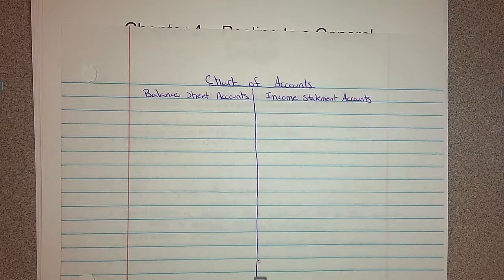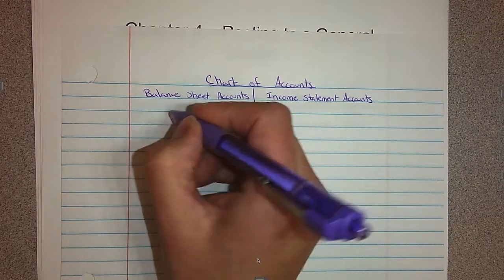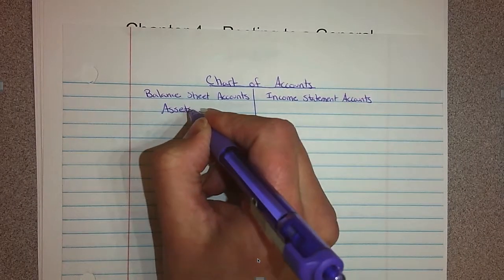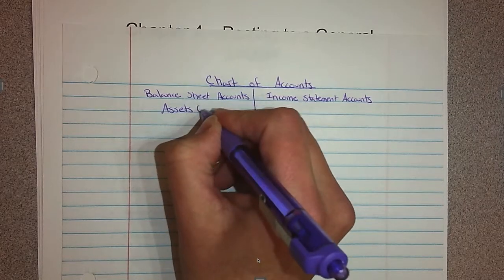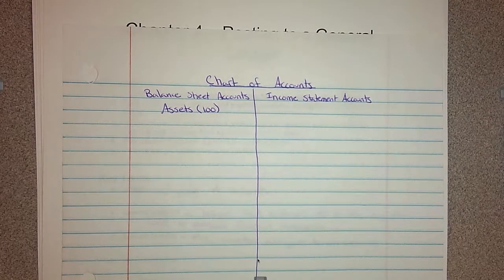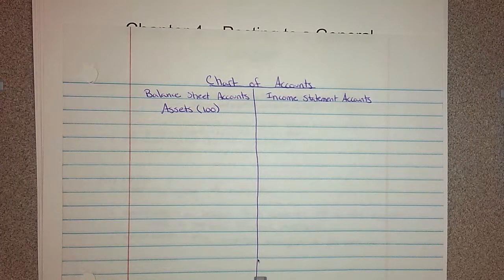All right, we're going to start with the balance sheet accounts. We always put our assets first. And these are going to be our 100s. So I'm going to put a little 100 behind it. All of these accounts will start with the number 1, and then some 2 digits after that.